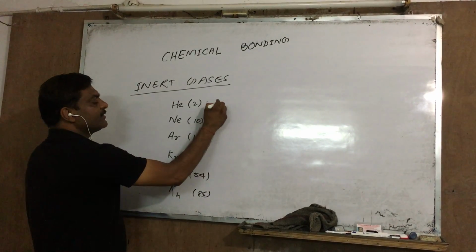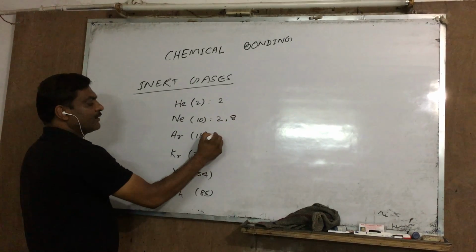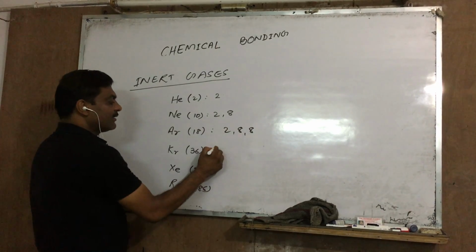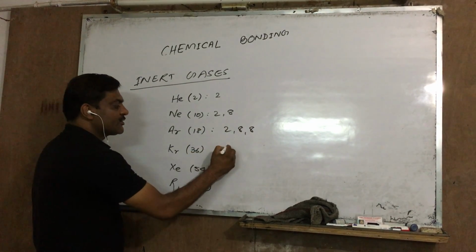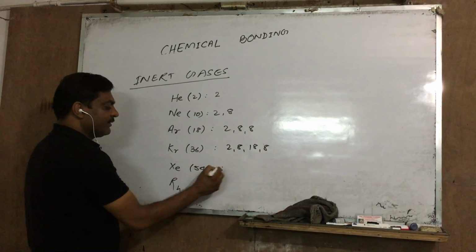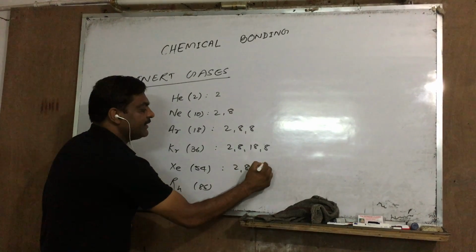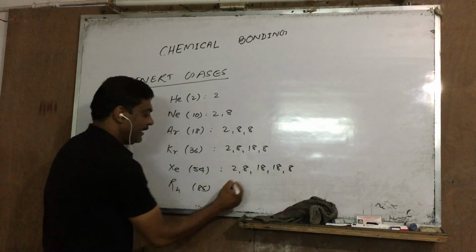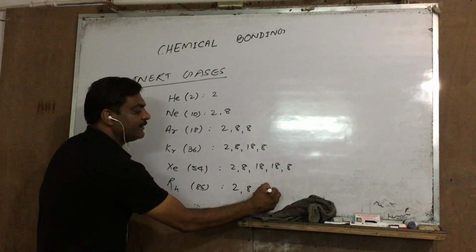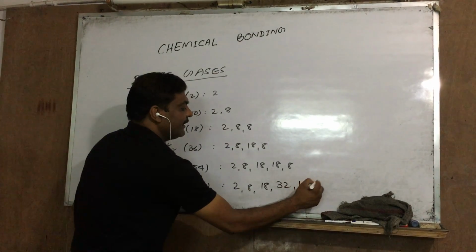The configuration of helium is 2. The configuration of neon is 2-8. The configuration of argon is 2-8-8. The configuration of krypton is 2-8-18-8. The configuration of xenon is 2-8-18-18-8. And the configuration of radon is 2-8-18-32-18-8.